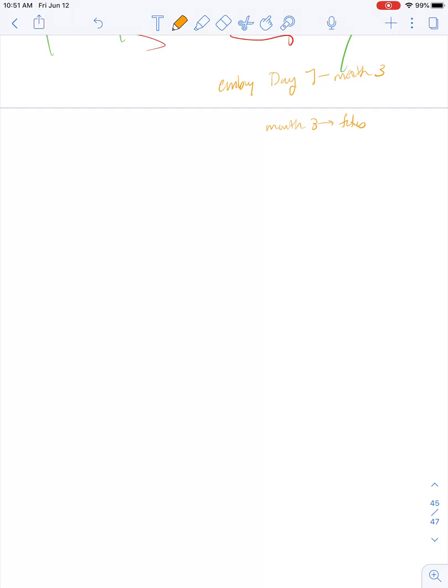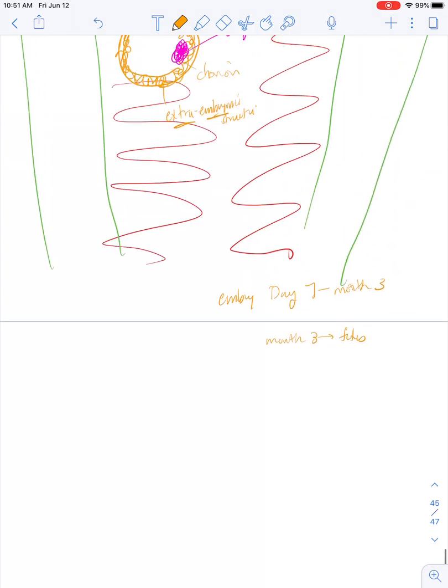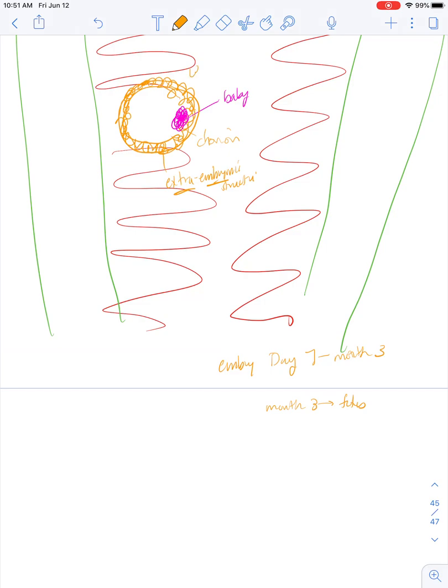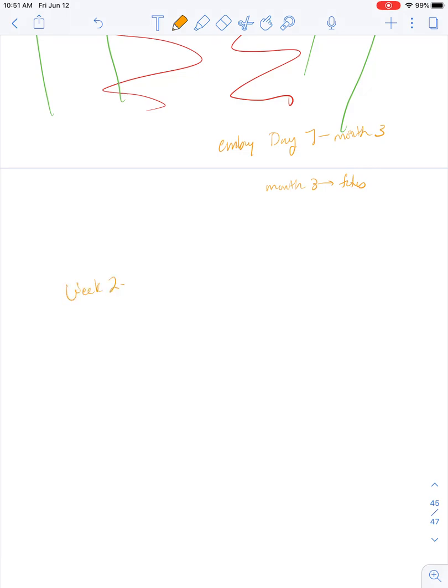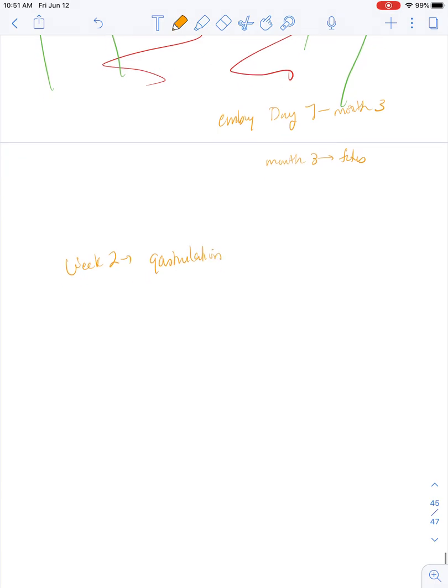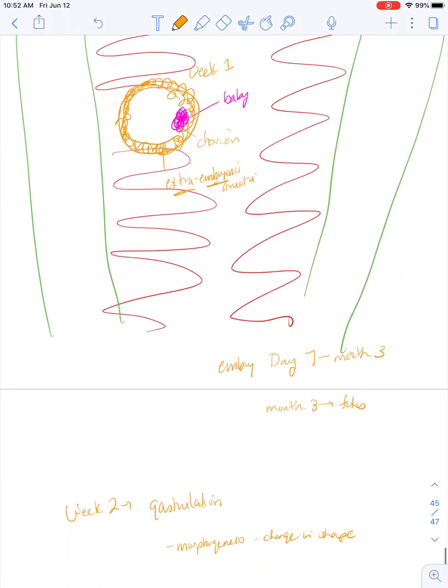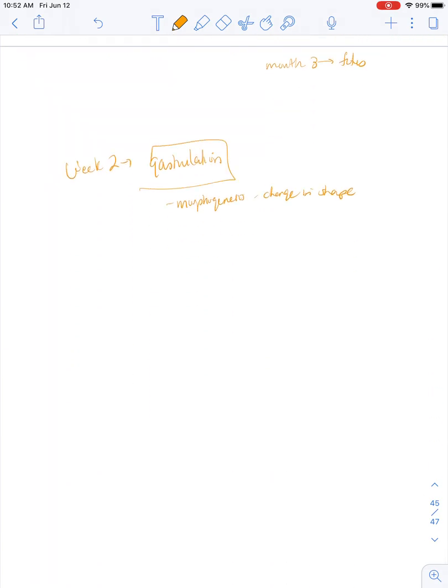So I'm going to just kind of draw you a timeline. This is the baby after implantation, so maybe this is week 1. And then during week 2, you have an event called gastrulation occurring. Gastrulation just means that the baby is developing into 3 distinct layers. So we're going to get what we call morphogenesis occurring. Morphogenesis is a change in shape. So this is week 2, right? Week 1 was implantation. Week 2 is gastrulation. And this is an event that's extremely important in the baby's development. And during gastrulation, there's 3 layers that form.